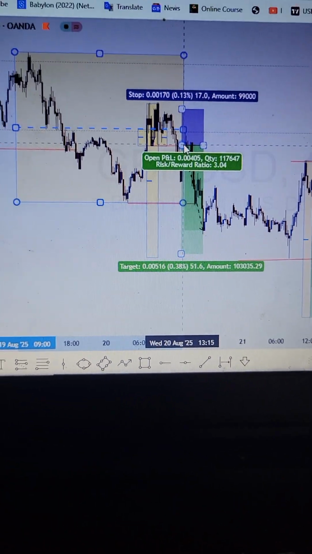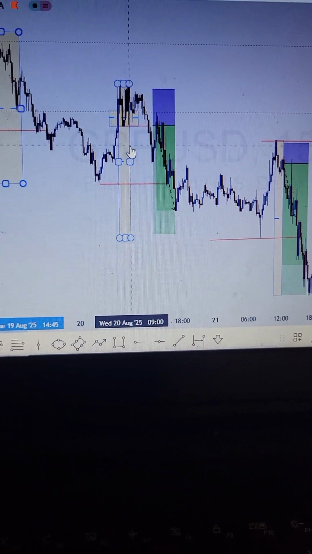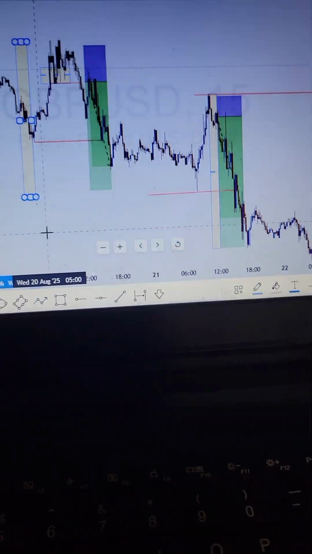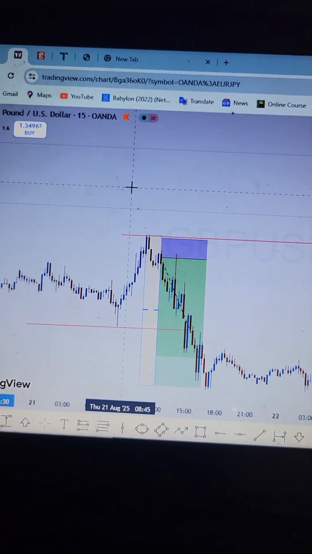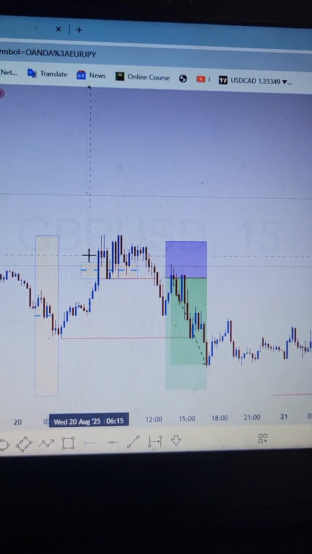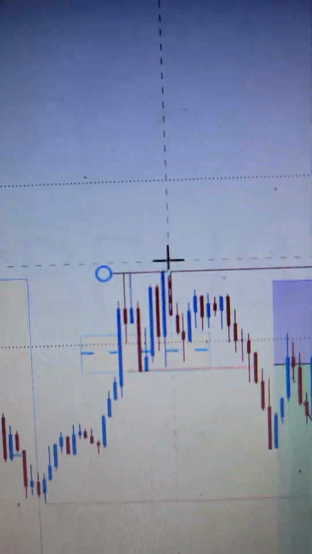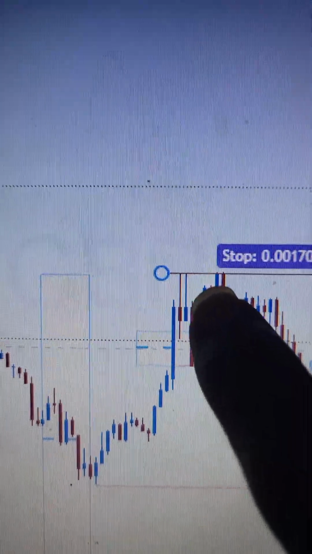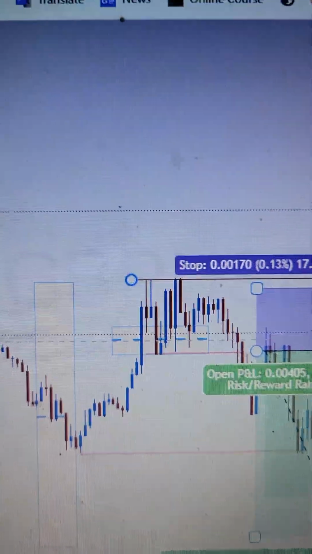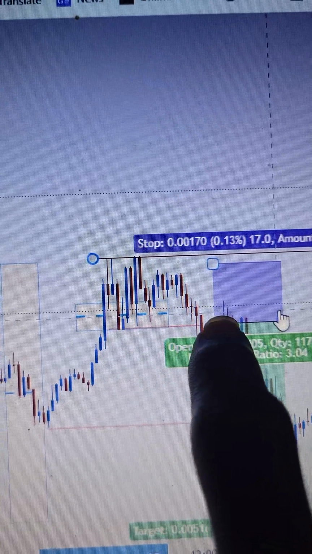And what are my entry confirmations? My entry confirmations are always a sweep of structure and as well a break of structure. So as you can see, if I zoom out this trade on GBPUSD last week, you are going to see that at this point price swept this high. If I show you closely, price pushed and swept this high by 0 point something pips. So after I swept this high, it broke this structure. As you can see, this is a break of structure.